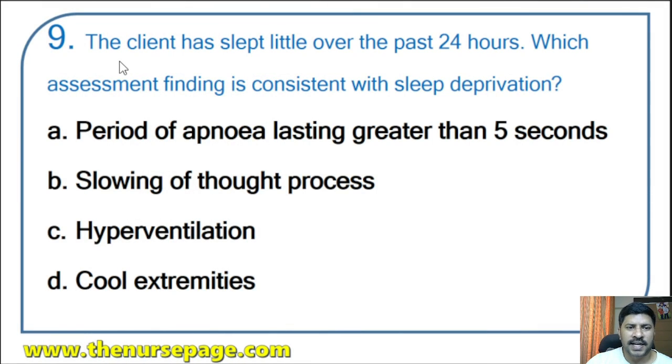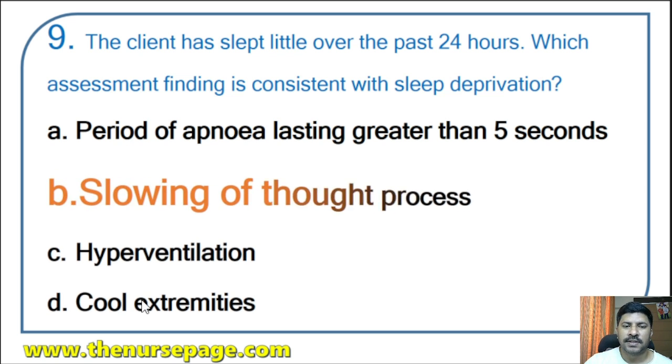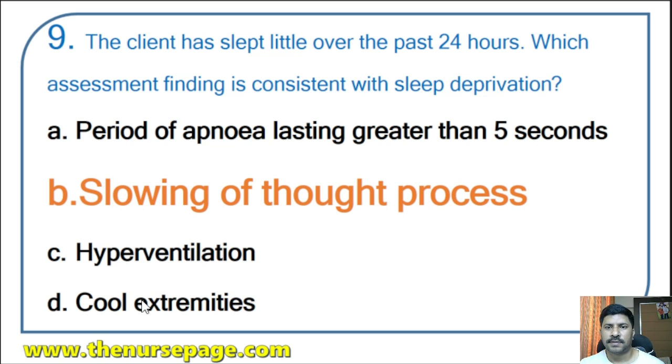Ninth question. The client has slept little over the past 24 hours. Which assessment finding is consistent with sleep deprivation? Period of apnea lasting greater than 5 seconds, slowing of thought process, hyperventilation, or cool extremities. Correct answer is slowing of thought process.